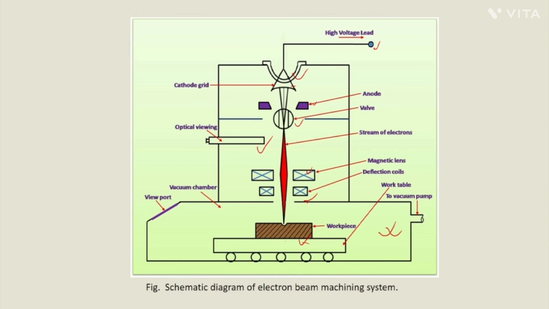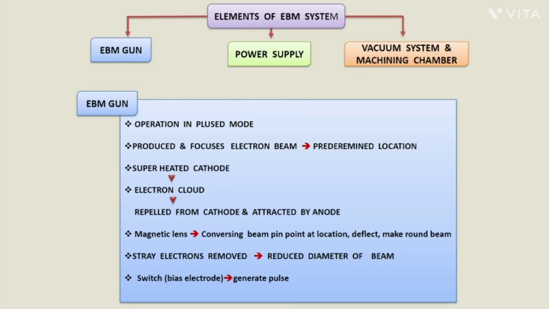This entire chamber is made vacuum to reduce the possible collision of the electrons with the air molecules. Here you can see there are different elements of the electron beam machining system. First one is the electron beam gun, second one is the power supply, and third one is the vacuum system and the machining chamber. The electron beam gun operates in pulse mode. Some biased electrodes are used, and by controlling this electrode, you can generate the electron beam. So you can generate a pulse electron beam.